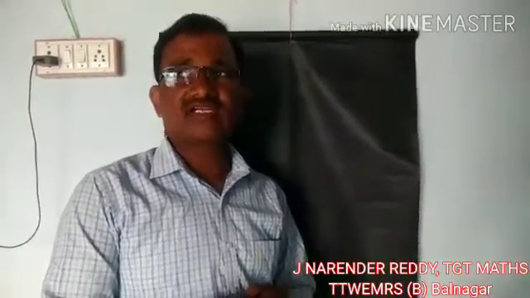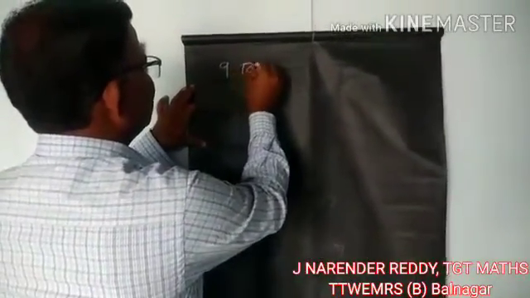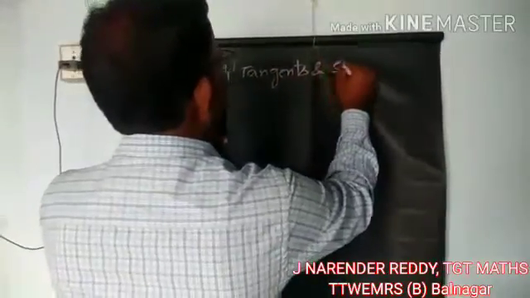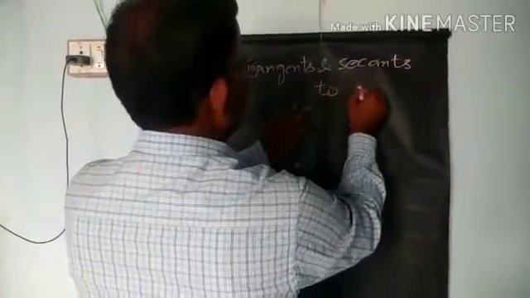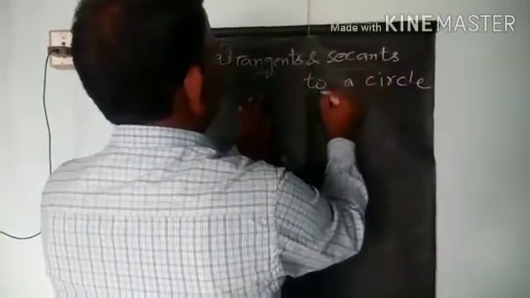As part of that, today we are going to discuss the 9th chapter, that is tangents and secants to a circle. What is the chapter name? Tangents and secants to a circle.